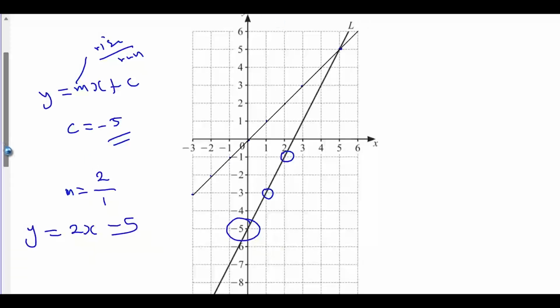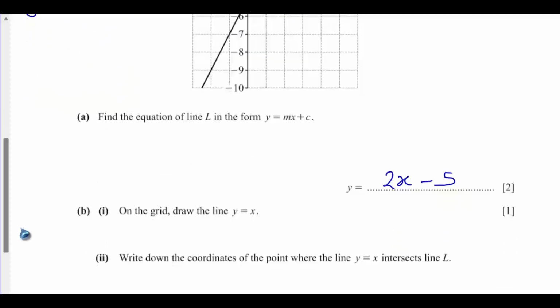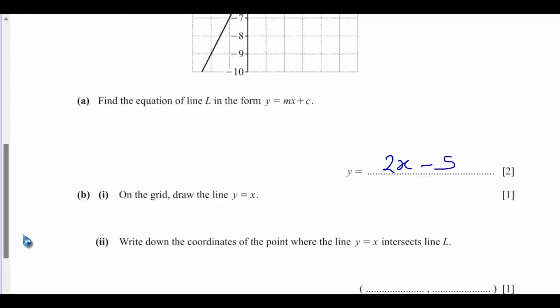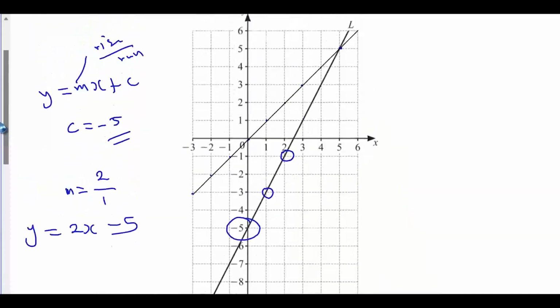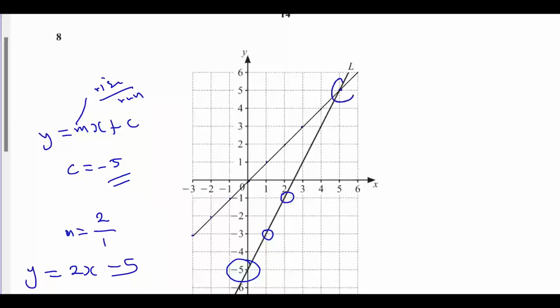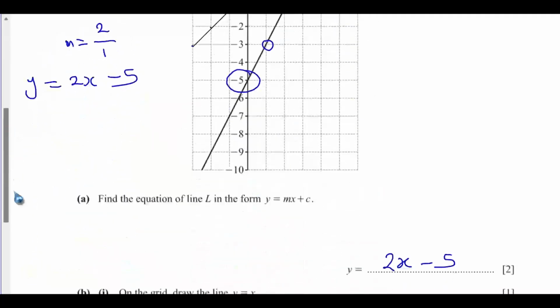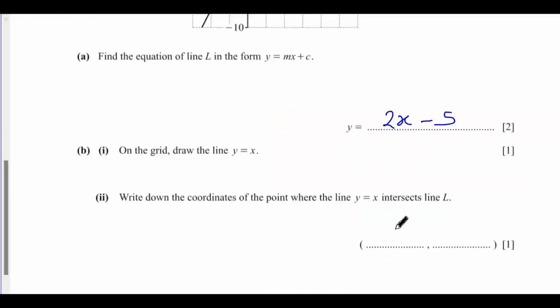Okay, so let's scroll down for the next question. We have drawn the line y equals x. Write down the coordinates of the point where the line y equals x intersects the other line. Of course, we got that already. So this will be x equals 5, y equals 5. So we have 5, 5 here.